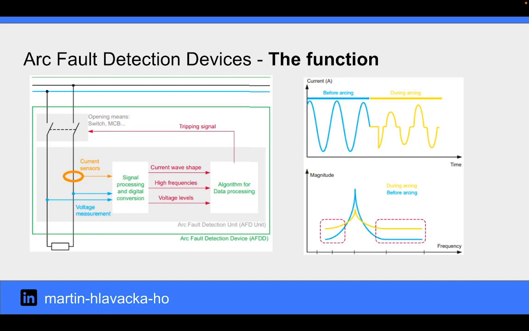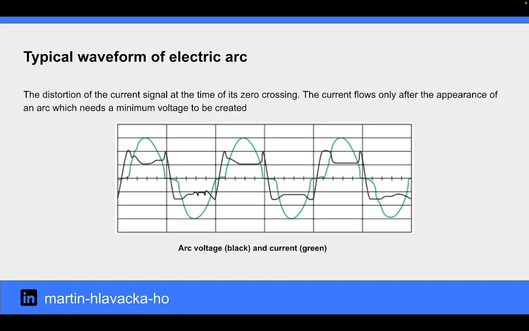On this slide, you can see the general principle of Schneider Electric arc fault detection devices and the anomalies in electric currents that could indicate the presence of potentially dangerous arc faults. On this slide, you can see the distortion of the current signal at the time of its zero crossing. The current flows only after the appearance of an arc which needs a minimum voltage to be created.